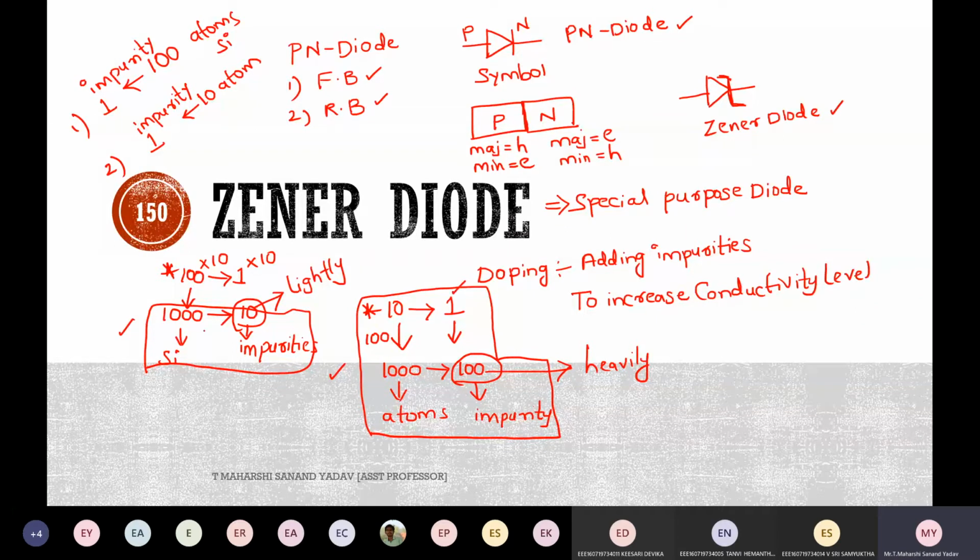Suppose if there are 1000 present, what I need to do? Simply I need to multiply it by 100. So this is some random example. So here you see impurities are 10. Here impurities are 100. So doping is nothing but adding of impurities. If impurities are more, we can say it is heavily doped, or else it is lightly doped. Clear with this? These 2 points are very important to understand the Zener diode. Is it okay, or else should I repeat once again? Yes, sir.